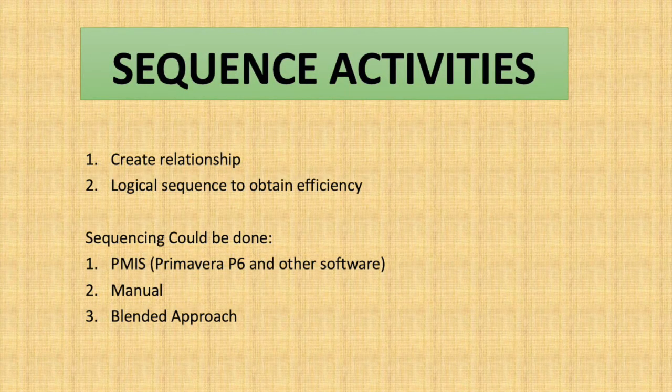Once we have our schedule management plan, activity list, activity attributes, and milestone list, we will begin sequencing activities. In this process, we create relationships between activities to obtain more efficiency in the project. This process could be done using software, Primavera P6 being the most common, or any other software. We can do it manually as well, and we can use a blended approach, where some activities we do on a software and some we do manually.